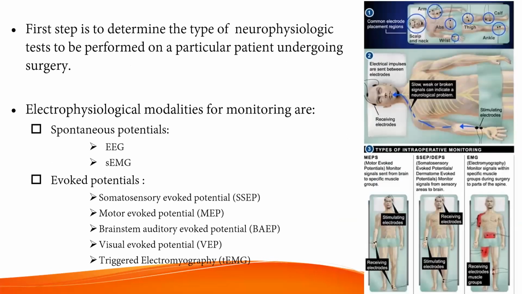Before starting surgery, the first step is to determine the type of neurophysiological test to be performed on the particular patient who is undergoing surgery. There are various modalities available, such as spontaneous and evoked. Spontaneous like electroencephalogram and spontaneous EMG, whereas evoked potentials such as somatosensory evoked potential SSEP, motor evoked potential MEP, brainstem auditory evoked potential BAEP, visual evoked potential VEP and triggered EMG. In spine, we commonly use SSEP, MEP, and EMGs.